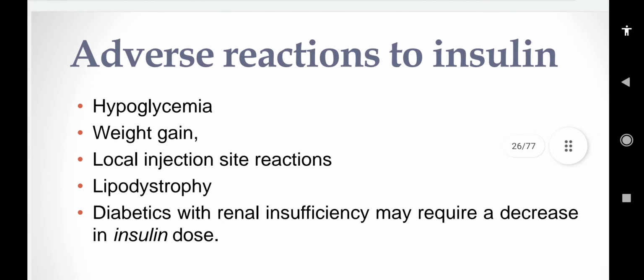Adverse effects of insulin: hypoglycemia, obviously it will decrease the glucose, weight gain, local injection site reaction, because you can daily inject the insulin at the same place, or at the same site. Lipodystrophy. Diabetes with renal insufficiency may require a decrease in insulin dose. Why? I think you people can link it from its excretion. You are sufficiently efficient to link this.